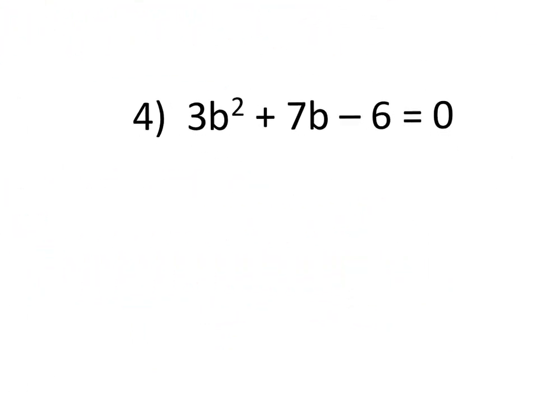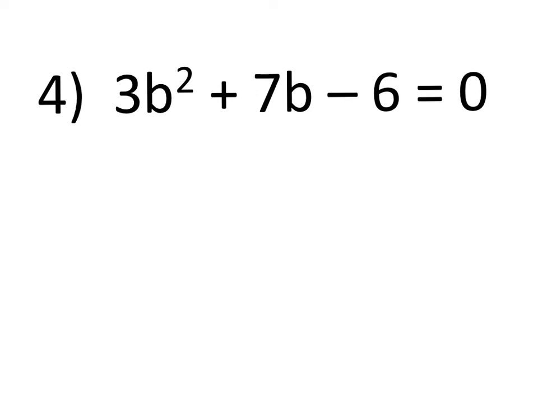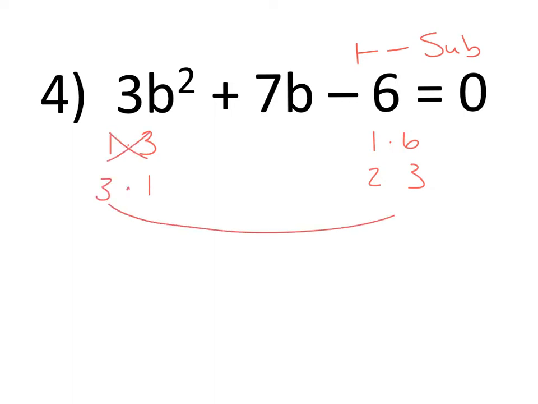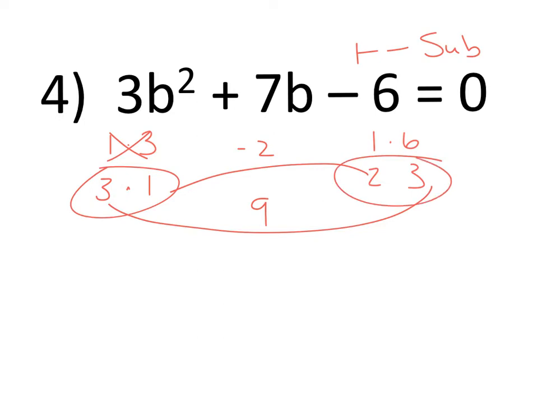Okay, on number 4. All right, so this one is already set equal to 0. I can't pull a GCF, so I'm going to have to go ahead and make my list. 1 times 3, 1 times 6, 2 times 3. All right, let's start our inside-outsides. We are looking for a positive and a negative, so we need to subtract to get to the 7. Okay, I think I'm going to flip and do 3 times 1. So right here, 3 times 3 is 9, 1 times 2 is 2, and I'm going to make that 2 negative. So here's my 3, 1, 2, 3 combo.